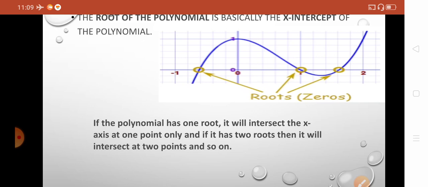So wherever the arc or the line cuts the x-axis, those points are known as the roots of the polynomial. Here in this figure, this arc cuts the x-axis at 3 points. So these 3 points are known as the roots of the polynomial. Clear?